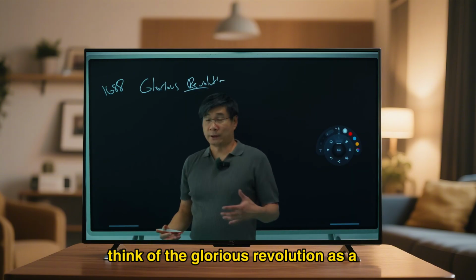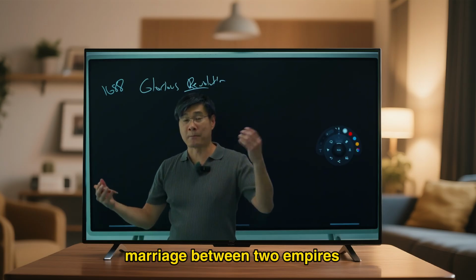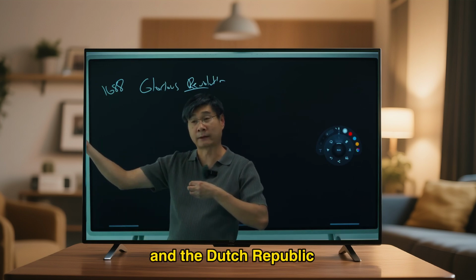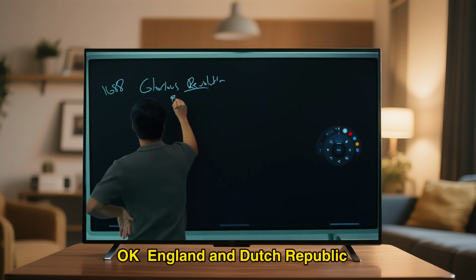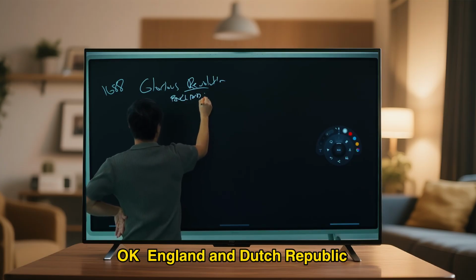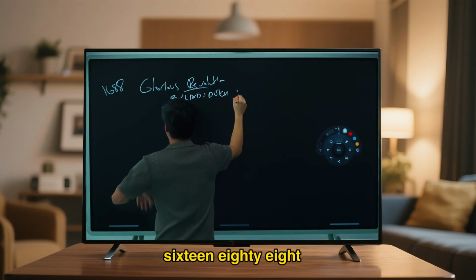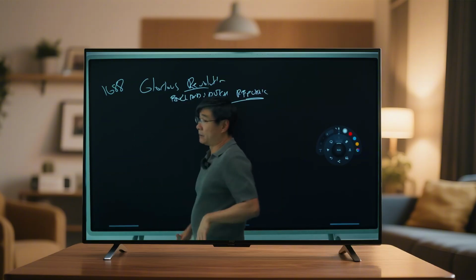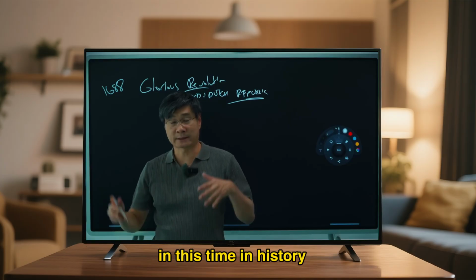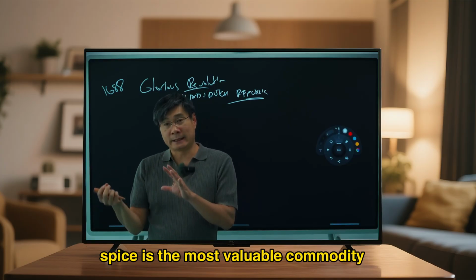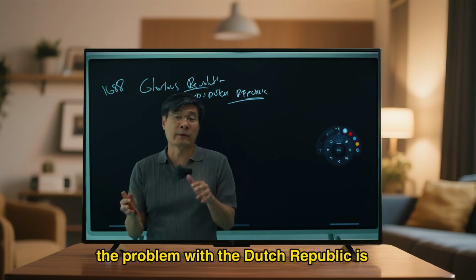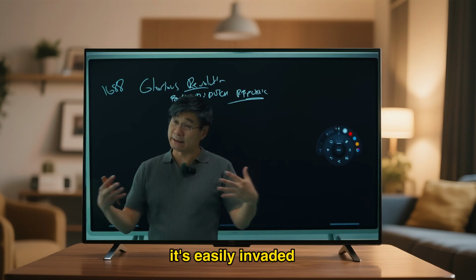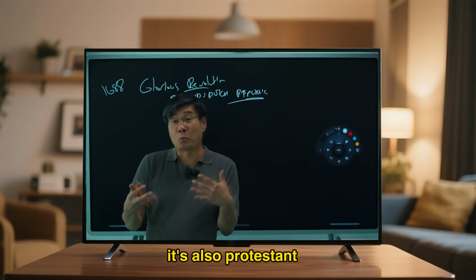Think of the Glorious Revolution as a marriage between two empires, the British Empire and the Dutch Republic, okay? England and the Dutch Republic. But at this point in history, 1688, the Dutch Republic is the richest area of the world because it controls the spice trade. In this time in history, spice is the most valuable commodity. The problem with the Dutch Republic is that it cannot defend itself in Europe. It's easily invaded. It's also Protestant.